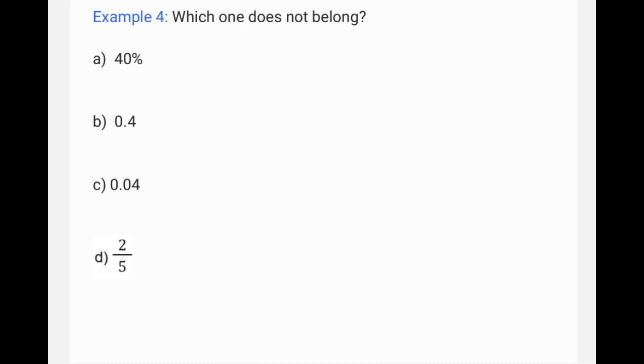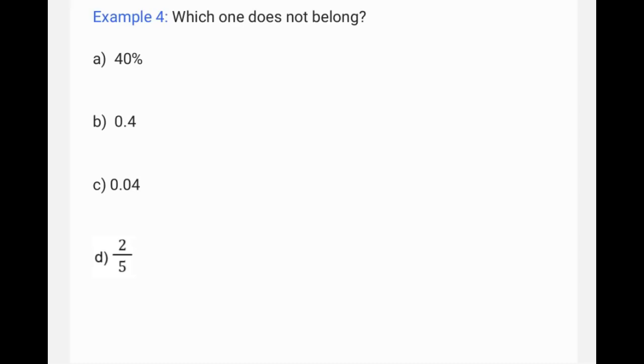Example 4 asks us which one does not belong. You can see in letters A, B, C, and D, they're all in some kind of different format. The A has a percentage, the B and C have a decimal, and then D has a fraction. To do a comparison, they either need to be all in percent or all in decimal. But since we have two of them already in decimal, that makes it easier for us. Then we could just do A and D conversion and make those into decimals so we can have four of them and then do a comparison to see which one does not belong.